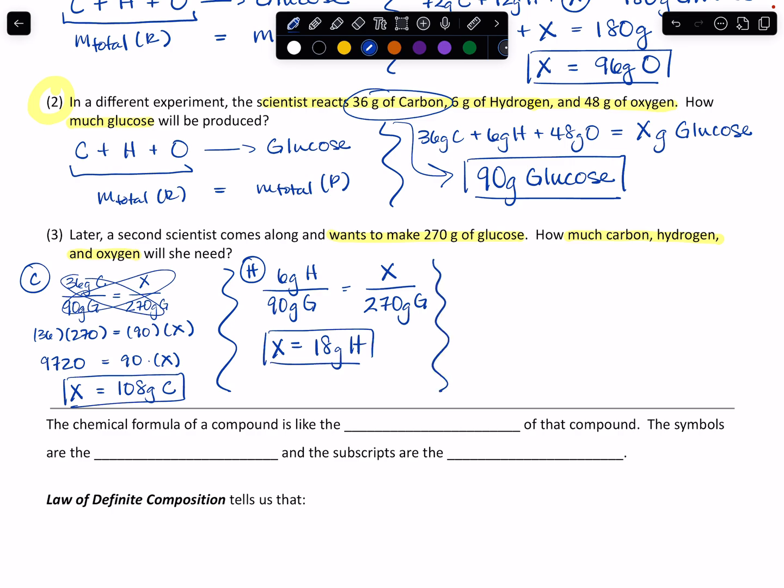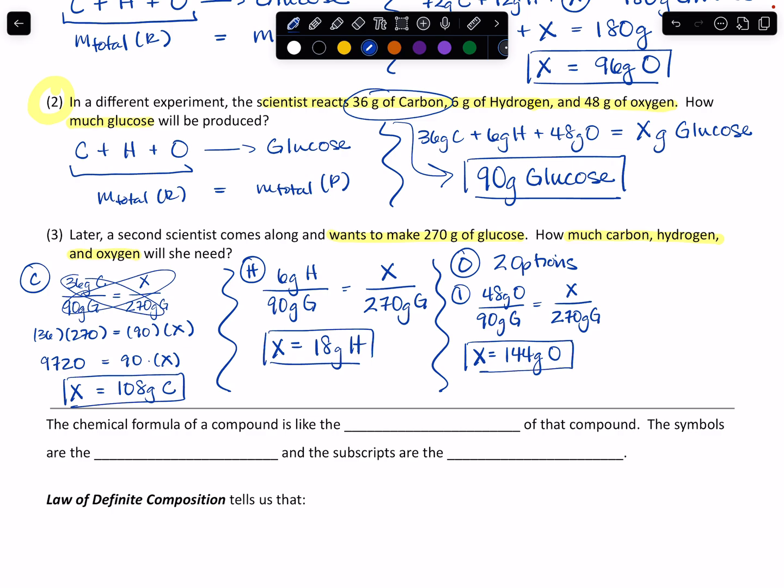Now oxygen, you have two choices on what you want to do for this calculation. Option number one is to do the exact same thing we just did, except we'll say 48 grams of oxygen for every 90 grams of glucose is equal to some amount of oxygen for every 270 grams of glucose. We're going to cross multiply again, multiplying 48 times 270, and then dividing that by 90. And we're going to find that we need 144 grams of oxygen for this calculation.